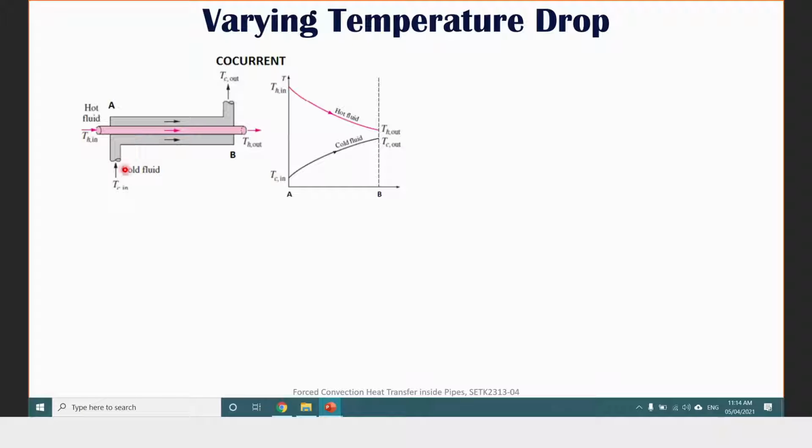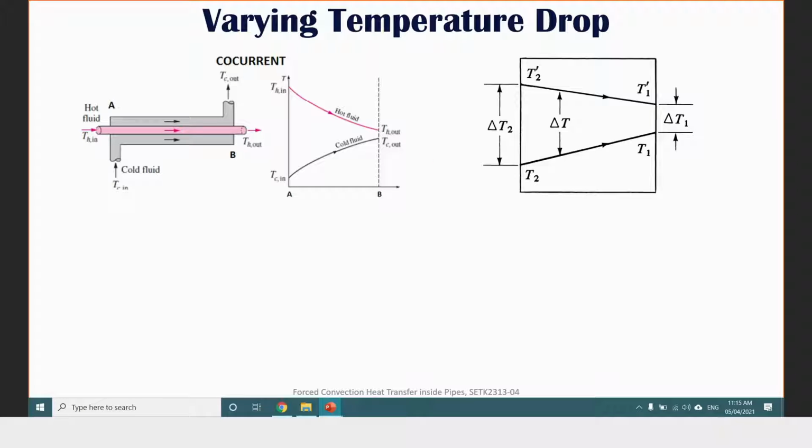For co-current flow, it is simply that the outside fluid is flowing in the same direction as the hot fluid. Of course, in the counter-current flow, we have the outside fluid flowing in the opposite direction as the inside fluid. So the temperature profile is actually affected by whether the flow is co-current or counter-current. You can see here the temperature profile of the hot fluid goes down, and for the cold fluid the temperature will actually go up.